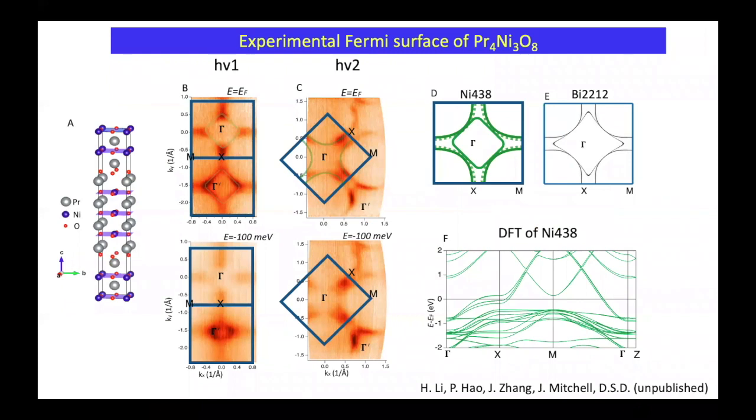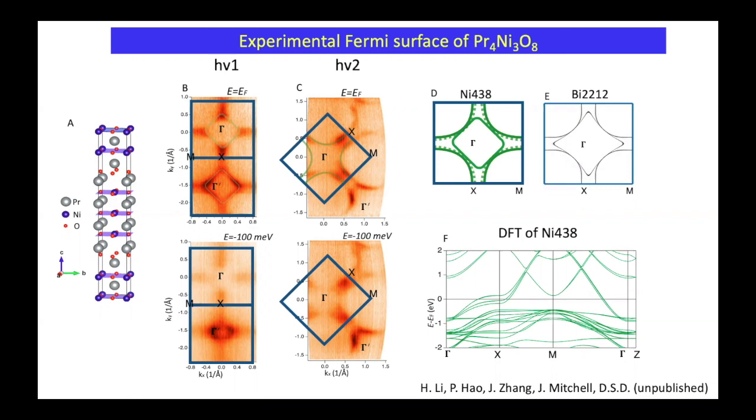Here's ARPES on it. These are Fermi surfaces and that's slightly 100 millivolts below. We're using two photon energies to pick out various parts of the electronic structure. You can see sort of like hole-like things here, electron-like things here. We put them all together and this is what we get. And I'm comparing to an overdoped Bi2212 Fermi surface with bilayer splitting, here there's trilayer splitting. So there's a dashed one here that's hard for us to explicitly resolve. And here's DFT of this, again, 1, 2, 3 of these bands, because it's a triple layer nickelate.